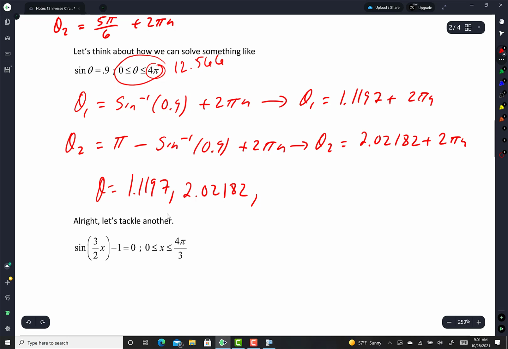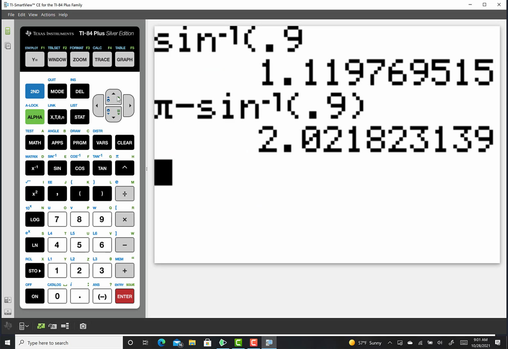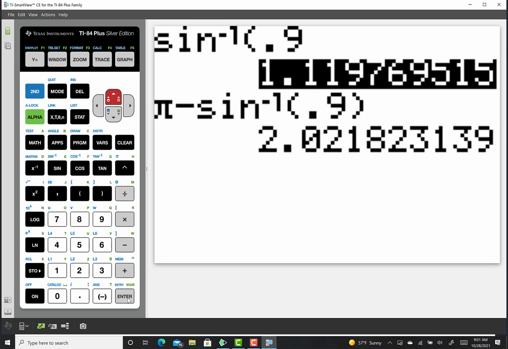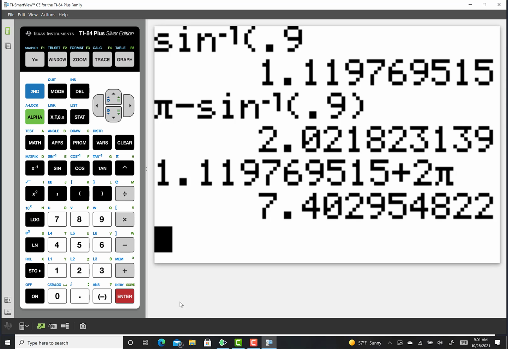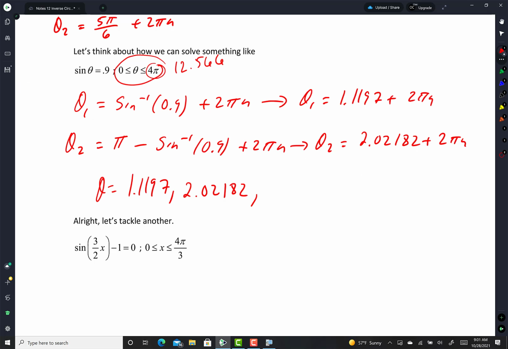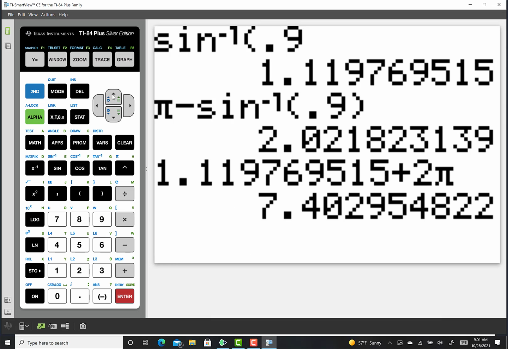All right, now I'm just going to keep adding 2 pi. Oh wait, is it 2 pi? Yeah. So I'm going to take that 1.1197 plus 2 pi. 7.4029. Did I make a mistake? No, that's what I got too, but it seems too big. I also don't know how to tell if it's big or not. I guess as long as it's between 0 and 12.566, you're good. You know what I mean? Now 2.02 plus 2 pi.